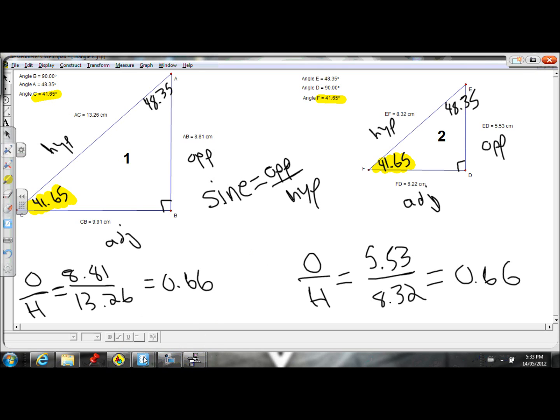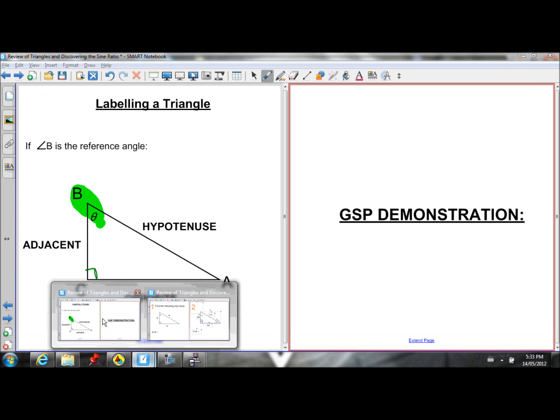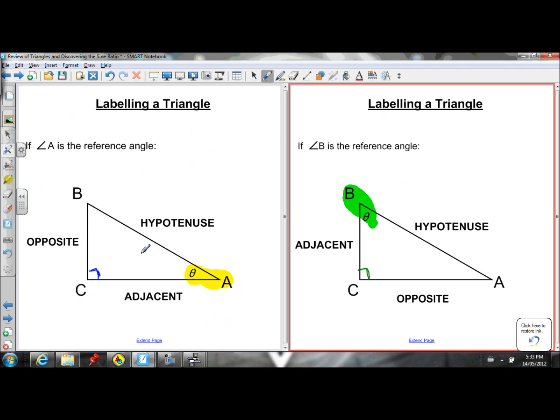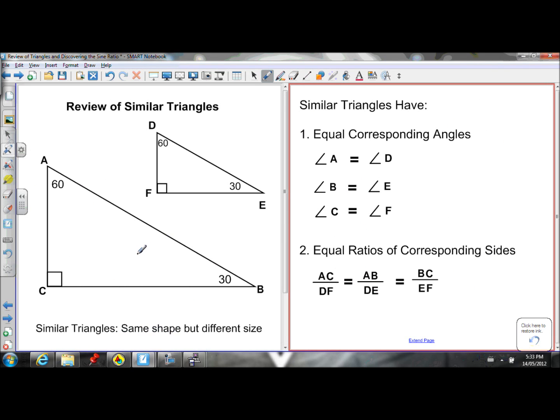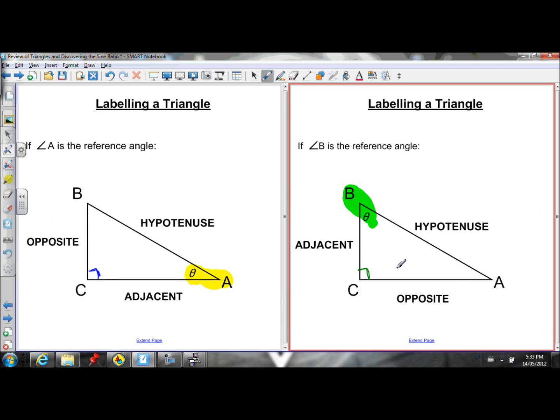Because we have, let me just open up our lesson again here. Because we have three different pairs of sides. So if I look at this triangle here, I could look at the ratio of the opposite over the hypotenuse, which is what we just did, and we called that the sine ratio.